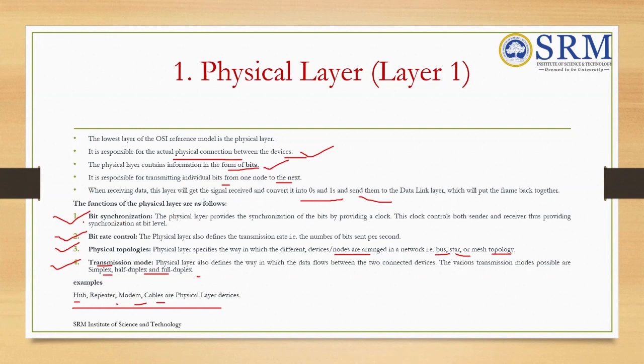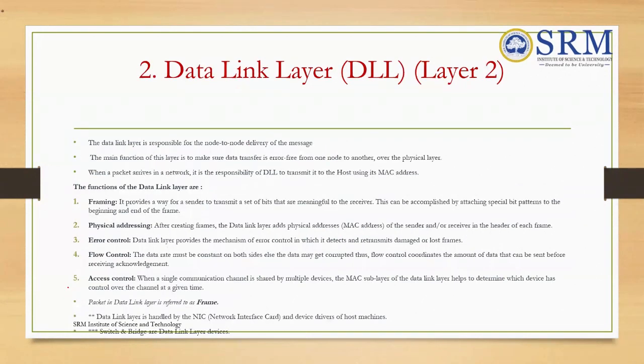Since it is bits, the major functions are bit synchronization using some clock, bit rate control, the number of bits per second, and topology, how we are going to connect these devices, in which topology we are going to use. Finally, transmission mode. Then we have to remember what devices we are going to use in physical layer. And the next thing is data link layer. As I said, in physical layer, the information will be in the format of bits, and those bits will be sent to the data link layer.